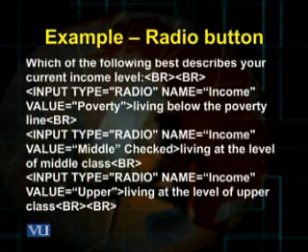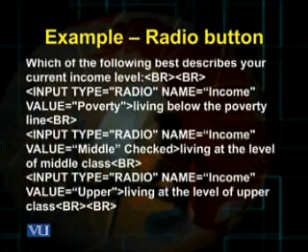Then the third option, input type equals radio, name income, value upper, and then I've written living at the level of upper class. So here you can notice one thing, that for the three radio buttons that I have created, the value of the name attribute is the same, which is income.